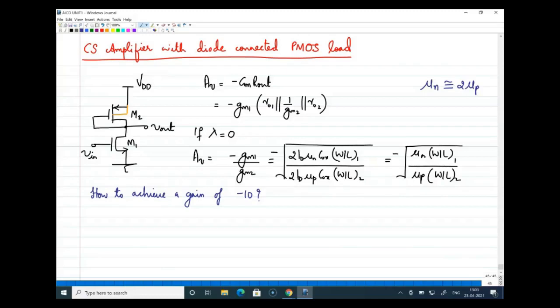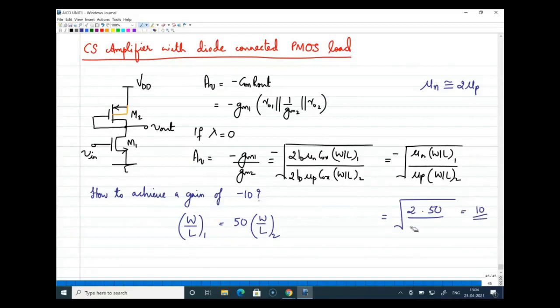In order to have a gain of minus 10, W by L of 1 should be at least equal to 50 times W by L of 2, right? How is this possible? Because if I put this here, mu n is 2 mu p, so mu p and mu p will get cancelled. W by L is 50 times W by L of 1. If it is under root of 100, that will be equal to 10. That is how you will get a gain of minus 10.